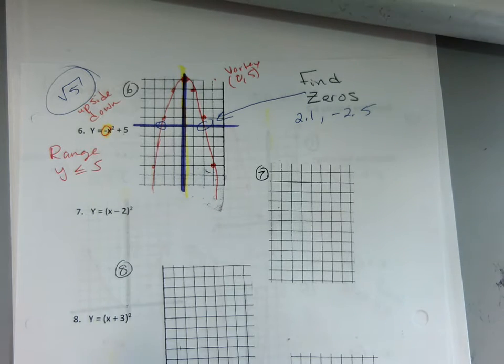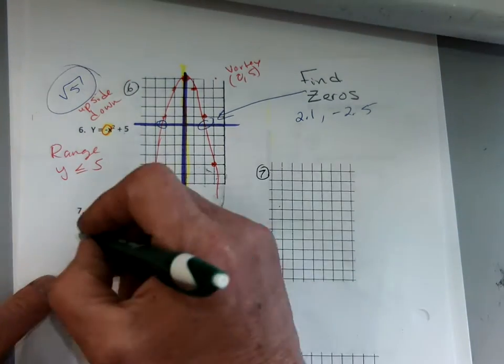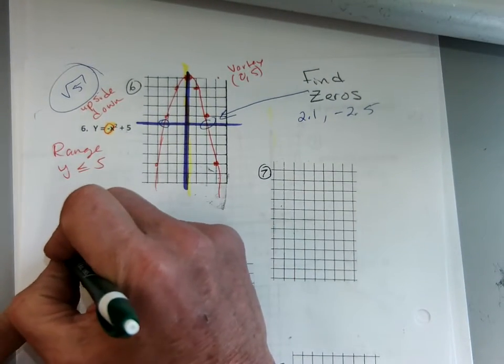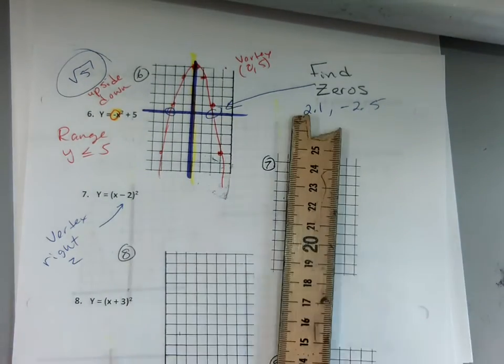All right, 7. Okay, ready for 7? Watch. Okay, ready? What am I doing? Come on. It's on the inside. It goes the opposite direction as horizontal. So this vertex is going to be a positive 2. So I'm going to move the vertex to the right 2. Okay, so let's write that down. So we're going to move the vertex to the right 2, right?